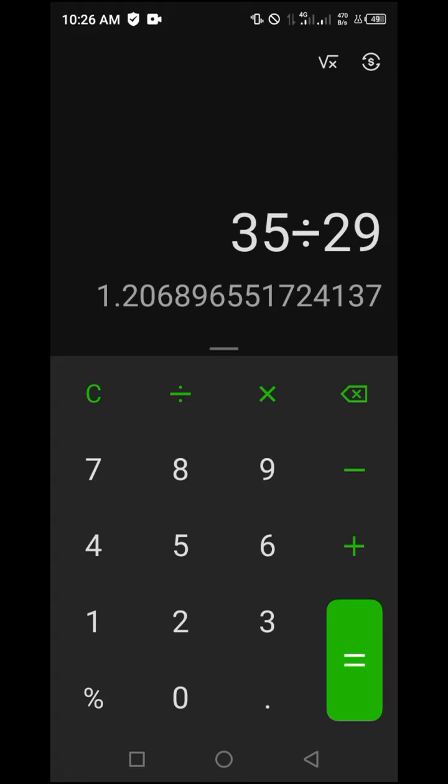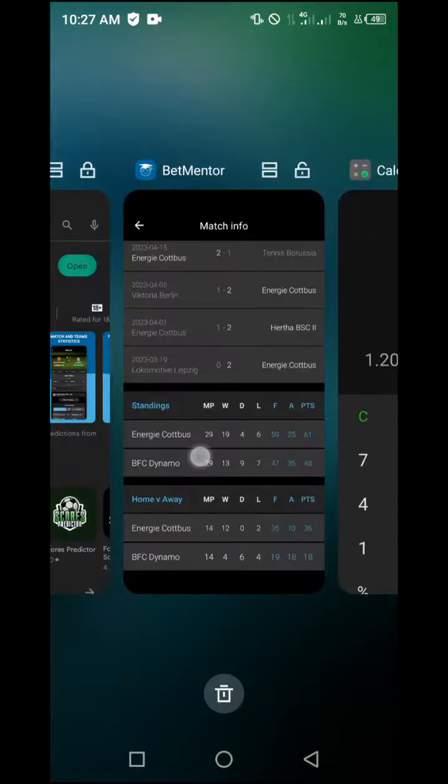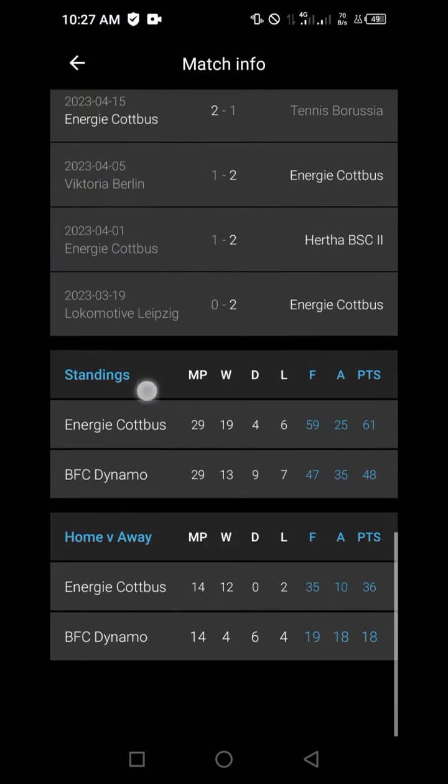If it was between 0.1 to 0.5, it would mean that Dynamo is very defensive, and therefore, with Energy Cottbus having a score capacity of 2.0, which is very high, it would be very difficult for it to score. But in this case, it is even above 1, which means they concede greatly. In other words, Energy Cottbus has a great capacity of putting in more goals. So we have concluded that goal possibility is very high.